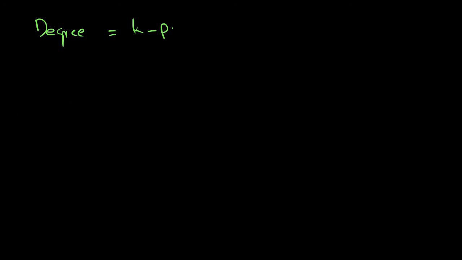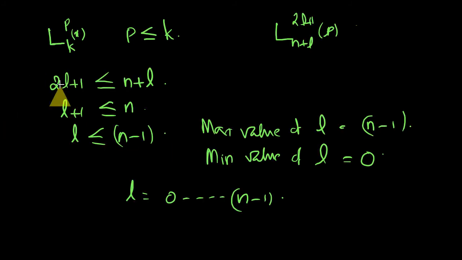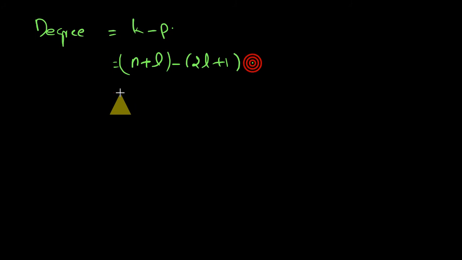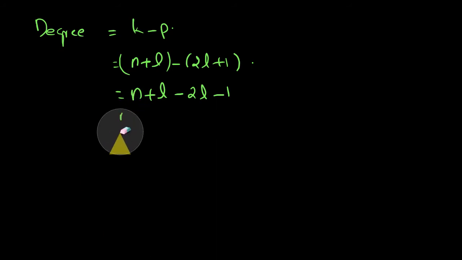And in our case, what is K minus P? In our case, K is equal to N plus L. P is equal to 2L plus 1. So in our case, K minus P is equal to N plus L minus 2L plus 1, right? N minus 1 minus 2L plus 1. So what is it? N plus L minus 2L minus 1. So that is equal to N minus 2L, that is minus L minus 1. So the degree of the polynomial is N minus L minus 1.